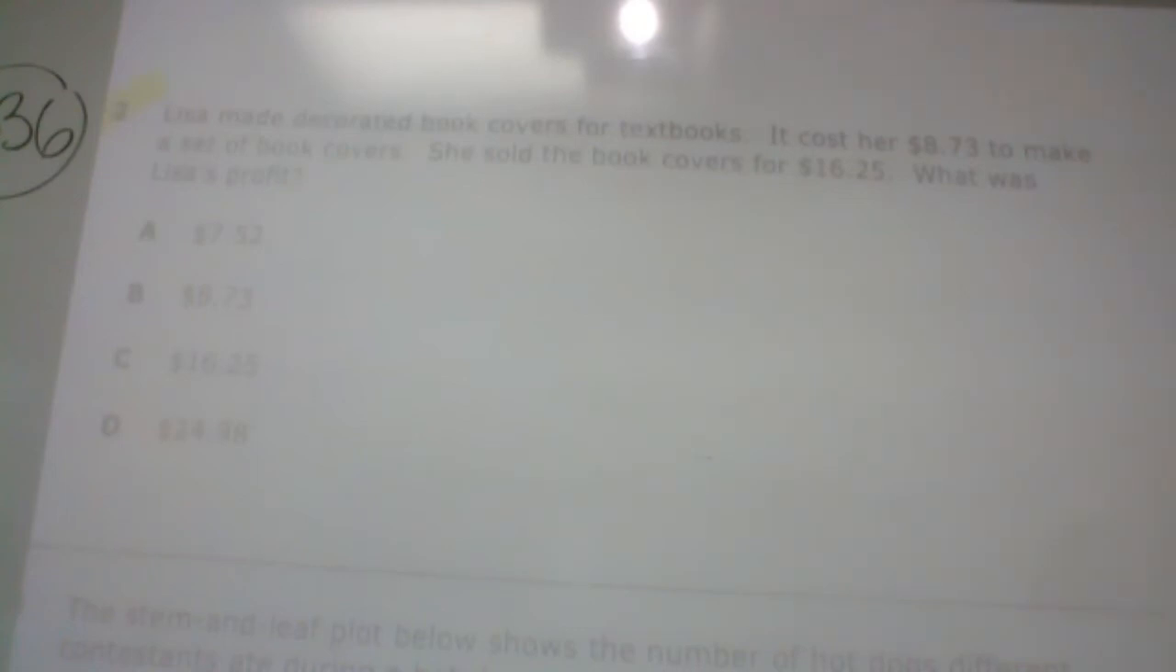All right. Jorian, will you read this problem for us? We're going to work through this problem together. So as he reads it, let's circle our keywords and all of that good stuff. All right, go ahead. Lisa made decorated book covers for the textbook. It cost her $8.73 to make a set of book covers. She sold the book covers for $16.25. What was Lisa's profit?